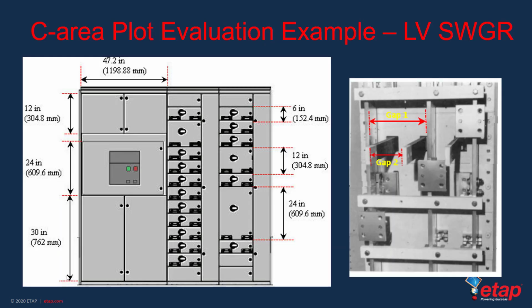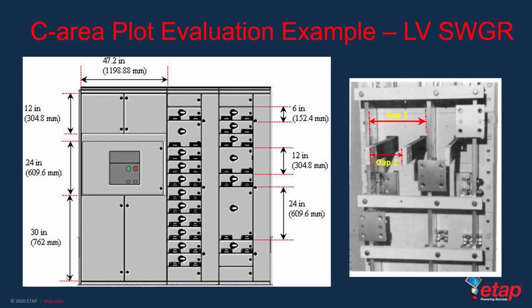So next, to better be able to understand the concept of C area and how C area plots are evaluated, we can do an example for a low voltage switchgear. As we can see in this diagram, similar to the images that we saw before, the dimensions and gaps of the equipment can vary significantly from different location and in different compartments. In this particular example, we see different enclosures of different heights and widths and also depths.